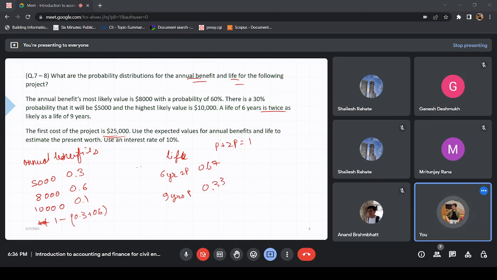So now one way to do would be, you calculate the expected value of annual benefits. How much would it be? It would be 5,000 into 0.3, 8,000 into 0.6, 10,000 into 0.1. How much is it? And similarly, you can calculate it for this also.